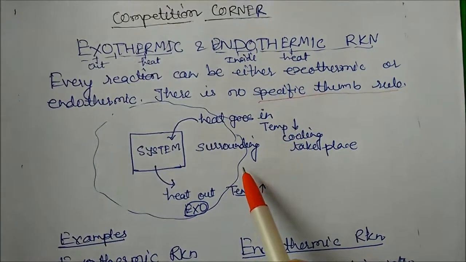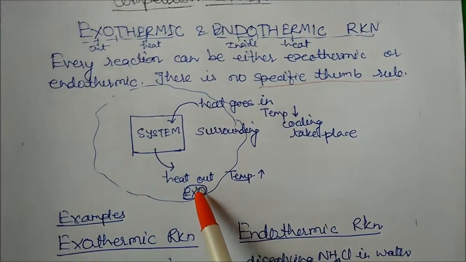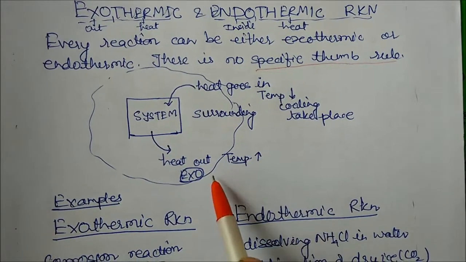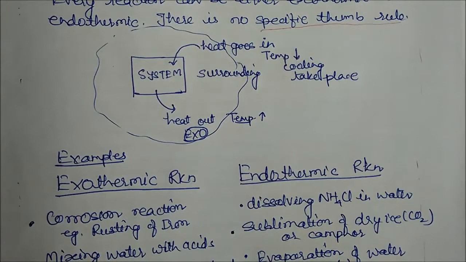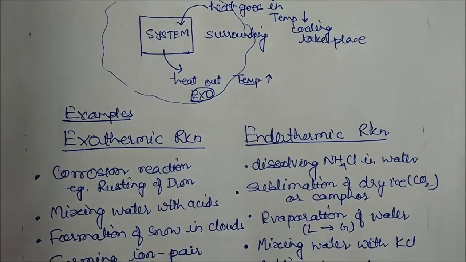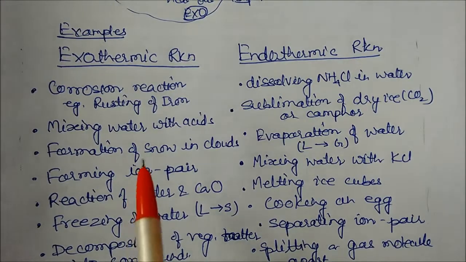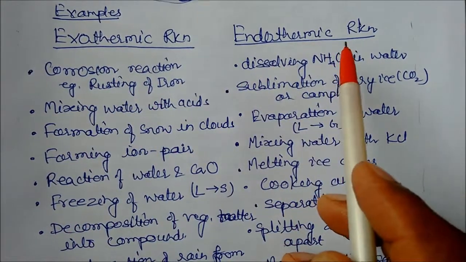Similarly, in another system, if heat goes out from the system to the surroundings, what will happen? The temperature of the surroundings will increase. So this system is called an exothermic reaction. Now we'll see which reactions are normally called exothermic reactions and endothermic reactions. Here we have lots of examples, exothermic and endothermic.